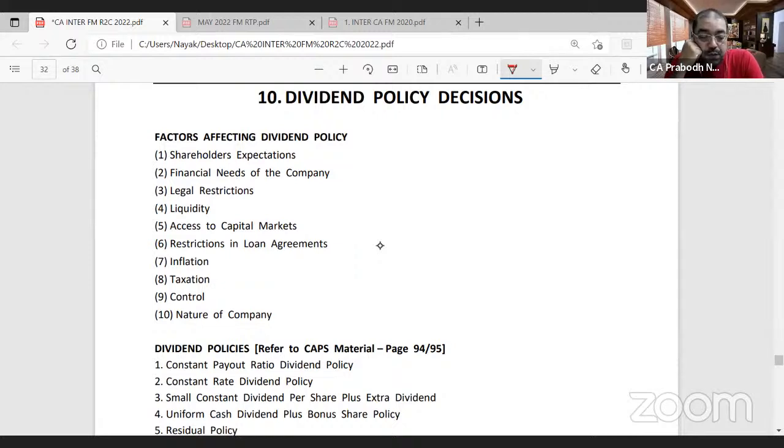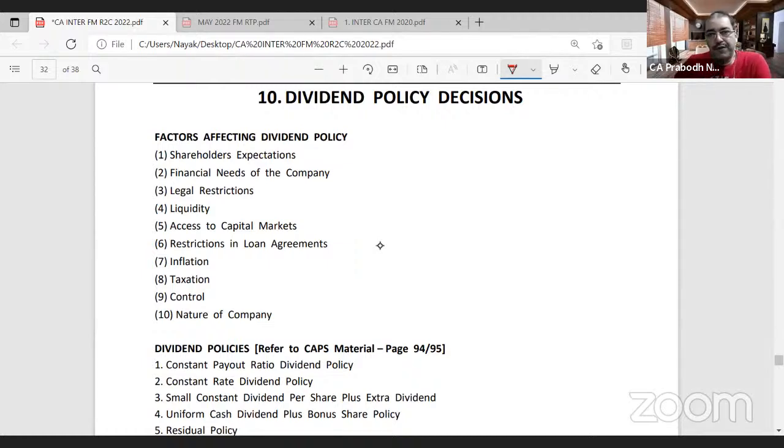Legal restrictions. Sometimes there are covenants in loan agreements, in the sense that if you are taking a loan, the bank may restrict you from paying a dividend of more than 10% or something like that. So these are restrictions arising out of legal compulsions.